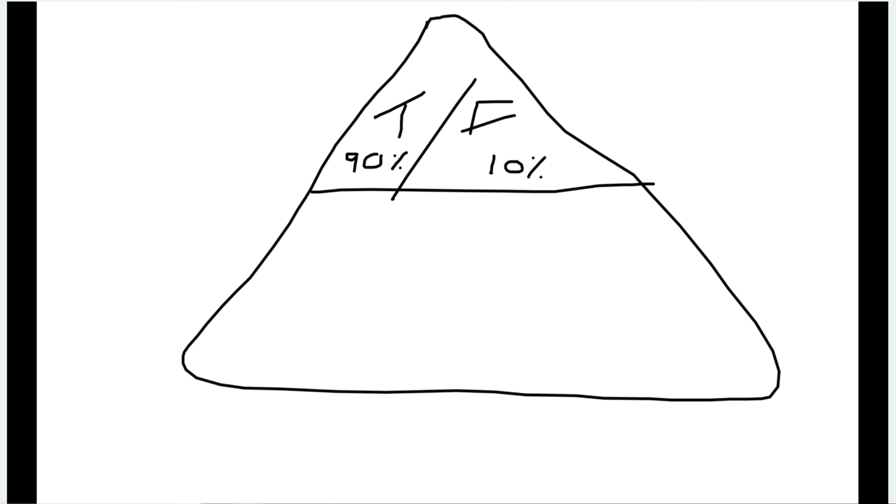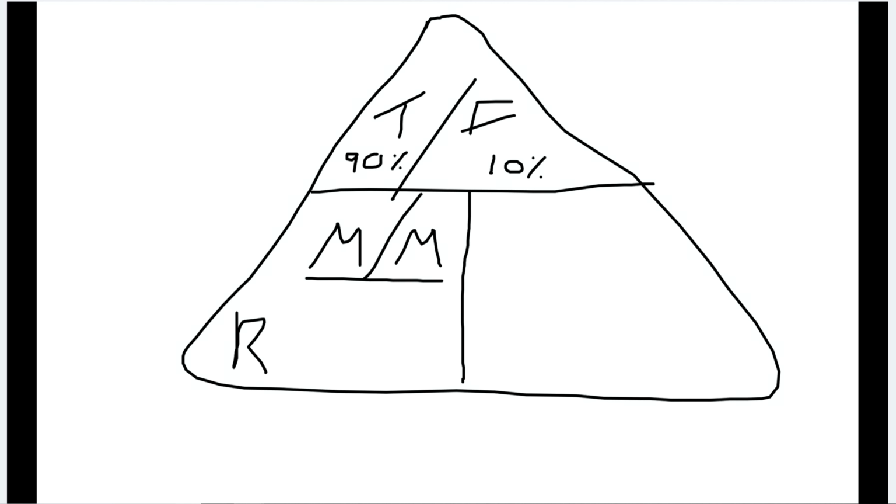So technical analysis, 10%, fundamental analysis, 10%. Okay, next on the pyramid, we have money management. That goes hand in hand with risk reward, believe it or not. So money management, we're going to be going through that. I've got some calculations to go through. I've got some examples to go through. And to be honest, this is where a lot of people go wrong.